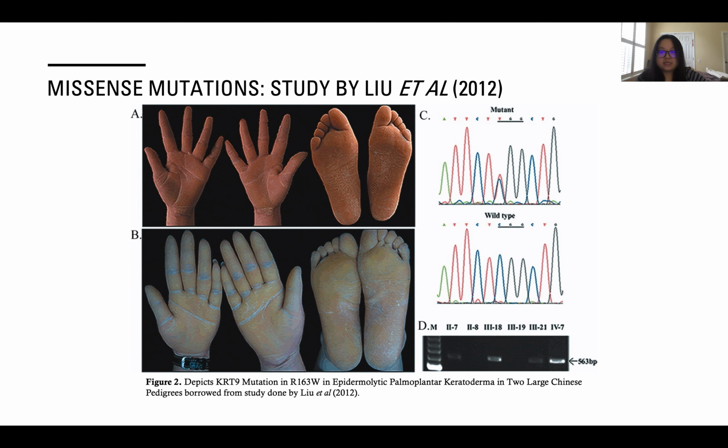So figure D depicts the gel electrophoresis done on family 1 PCR results, where the 563 base pair band was present in the affected family members in lanes 7, 18, 21, and 7, while it was absent from the healthy family members exhibited by lanes 8 and 19.